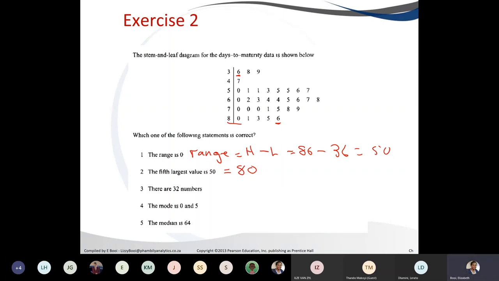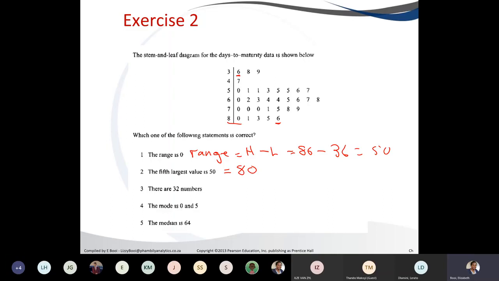There are 32 numbers. Now here is a challenge because I have to go and read each one of them. So you have to count the leaves, only the leaves, not the stem. You don't include the stem, but only the leaves. So you say 1, 2, 3, 4, 5, 6, 7, 8, 9, 10, 11, 12, 13, 14, 15, 16, 17, 18, 19, 20, 21, 22, 23, 24, 25, 26, 27, 28, 29, 30, 31, 32, 33.